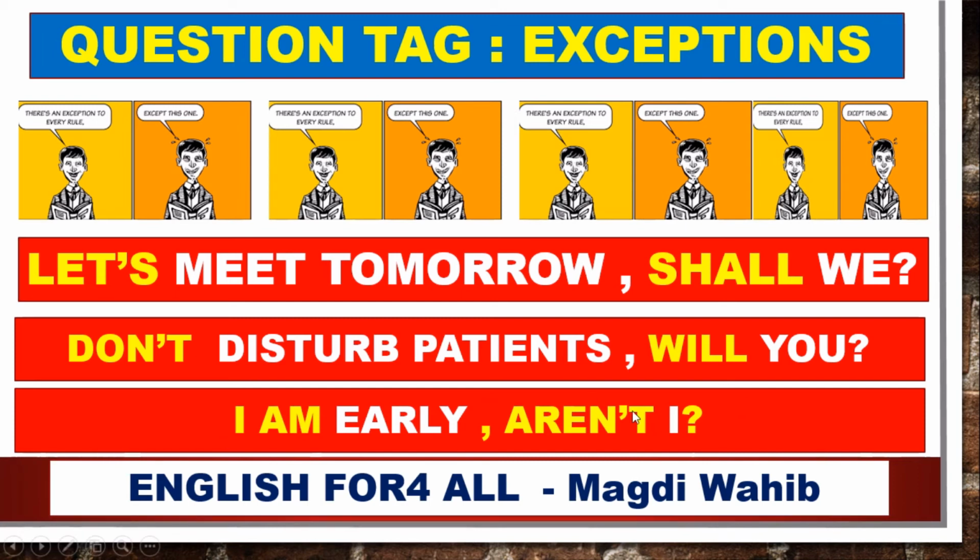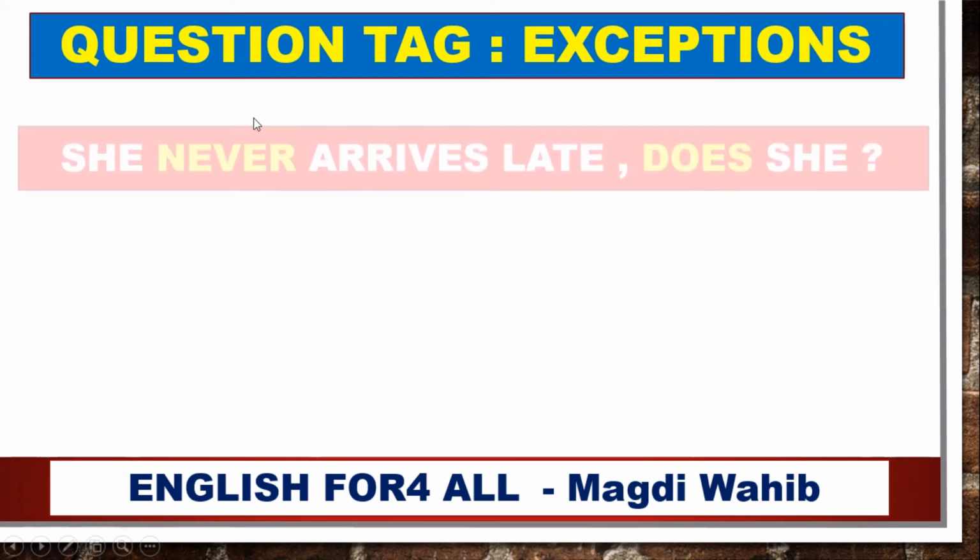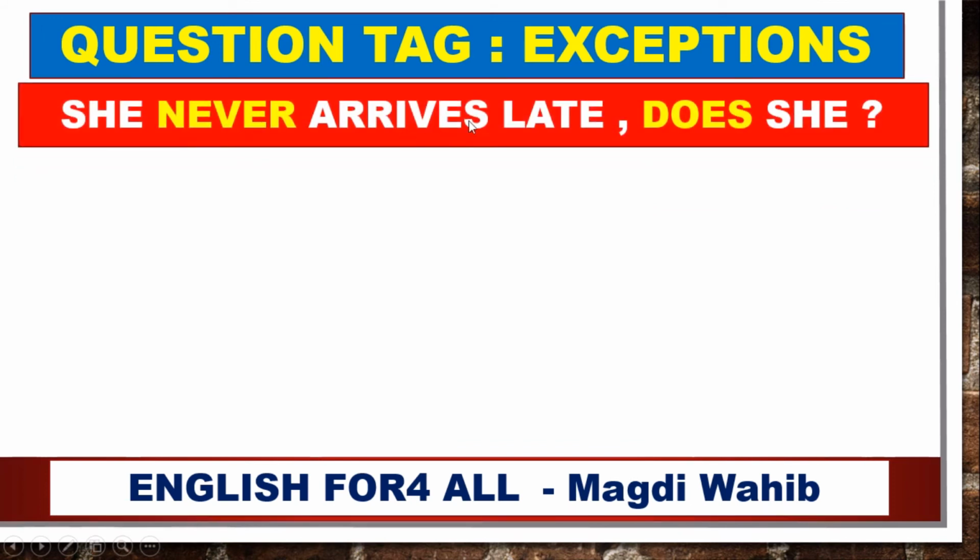Don't forget this. This is very important. It comes a lot in exams. She never arrives late. Never is negative. So we'll be using the question tag in the positive. And this is present simple tense, so we'll be using does. She never arrives late. Does she?